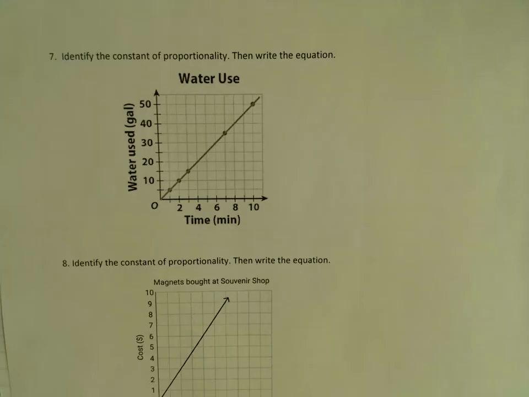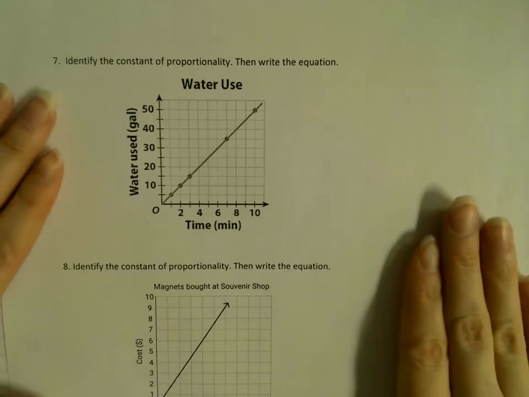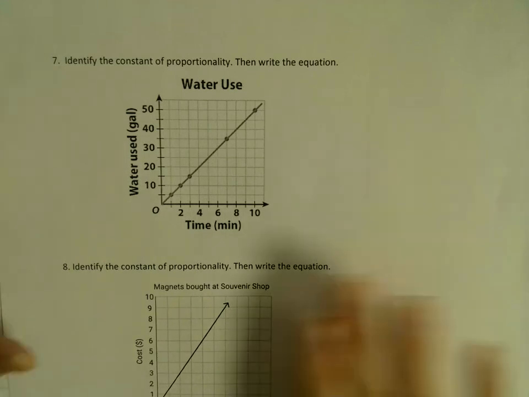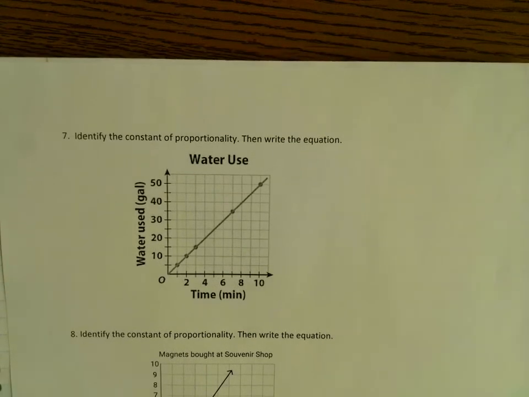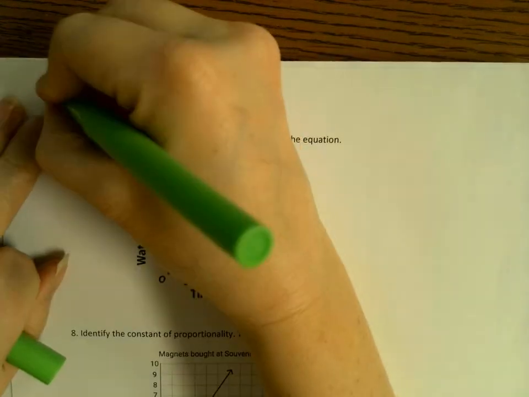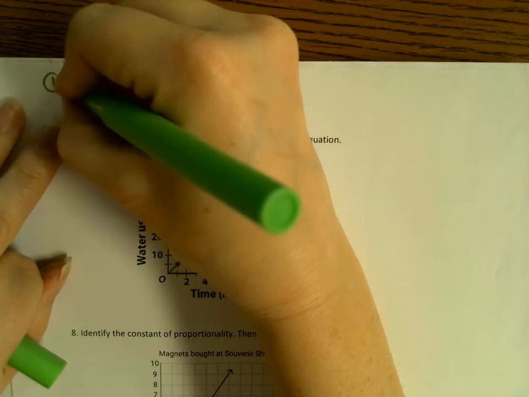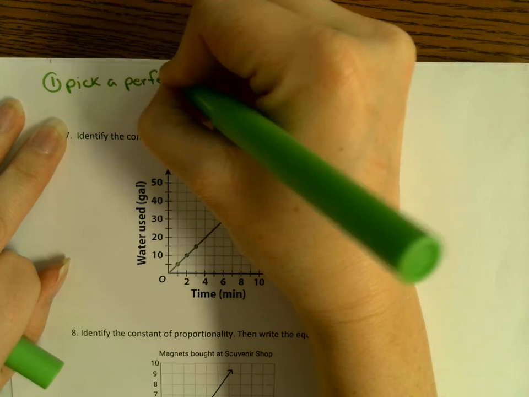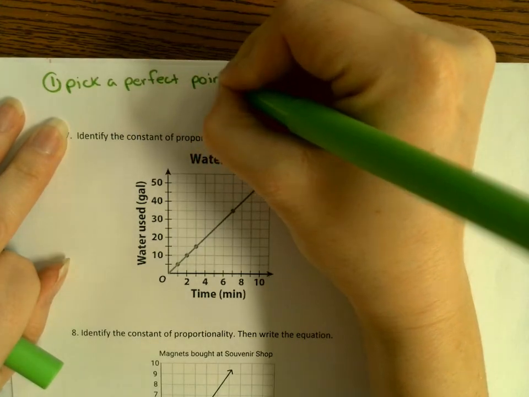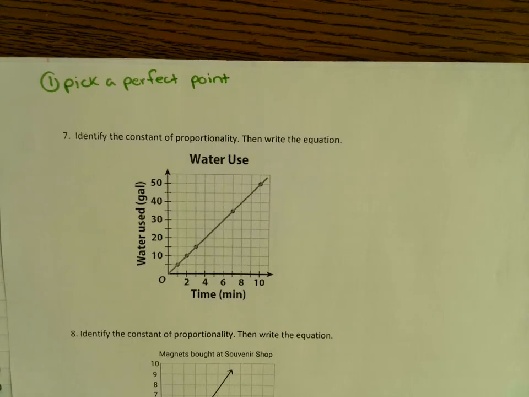Okay, the last way that we are going to be identifying our constant of proportionality is in graph form. So when we are identifying the constant of proportionality, the very first thing that we are going to do is pick a perfect point. By perfect point, I mean the line crosses through an exact point, meaning that I can tell the x is exactly this number, the y is exactly that number.